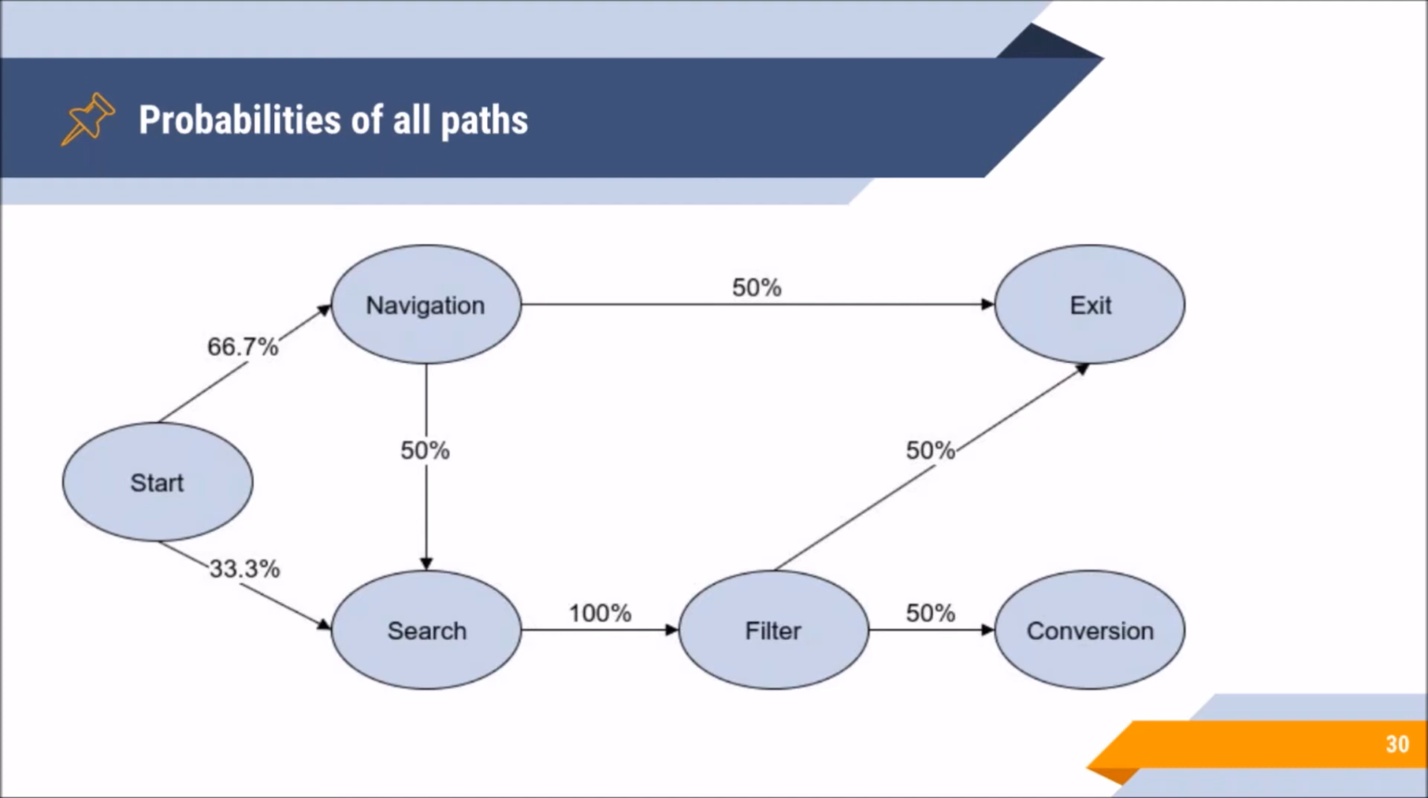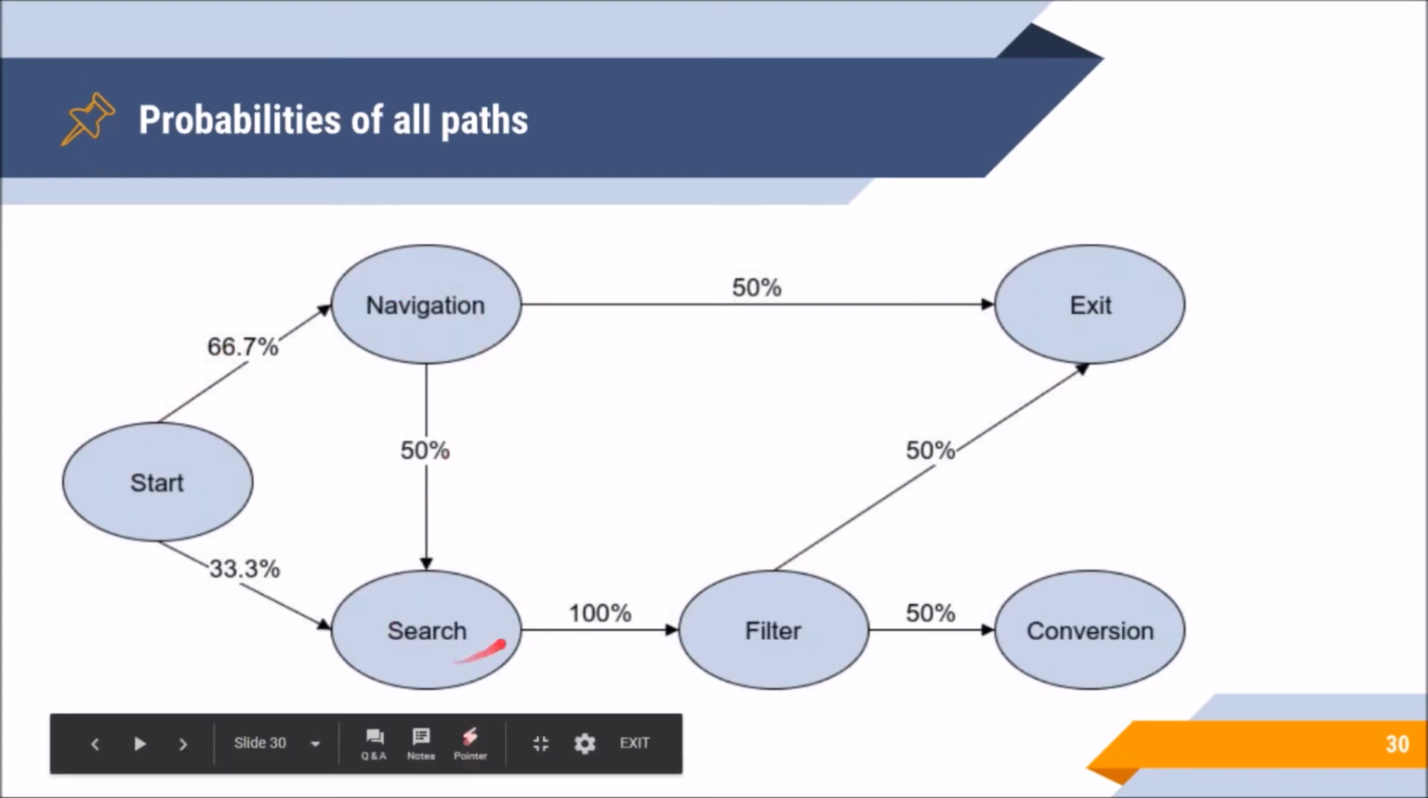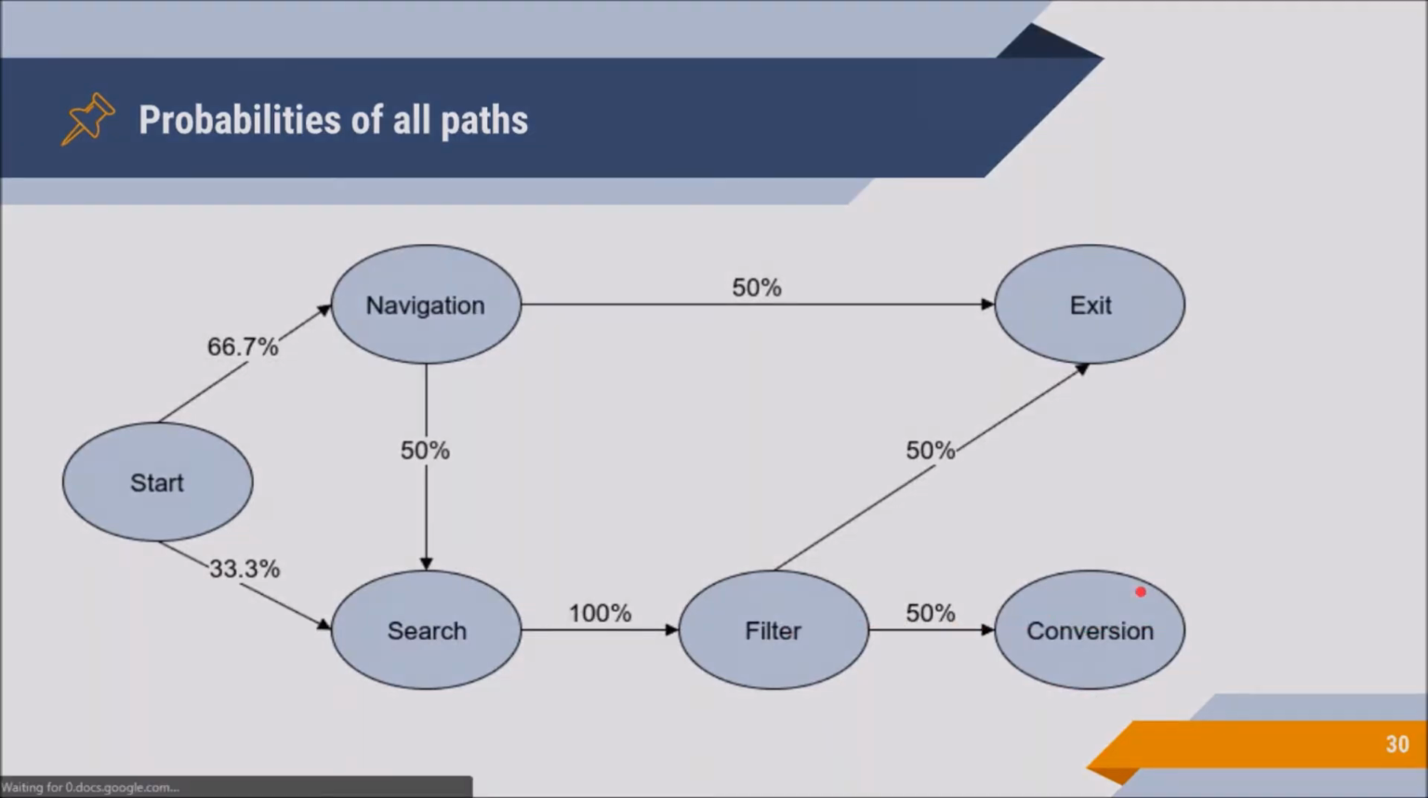Now, with this rate parameter for each of our paths, what we can do is calculate the total probability of conversion of using these features. But if we look closely into this model, we can see that there are two paths which can lead to a conversion. There is one path from start to navigation, navigation to search, from search to filter, and filter to conversion. Now there is another path which is from start to search, search to filter, and filter to conversion. So in total there are two paths for the conversions.